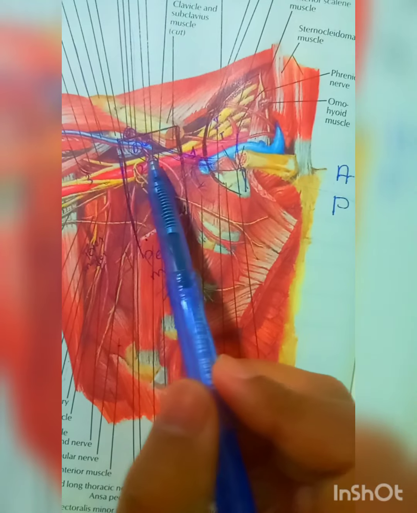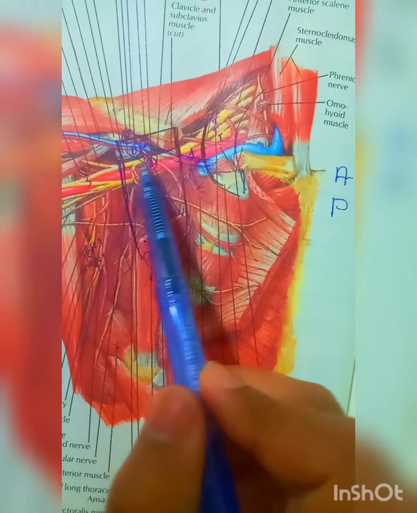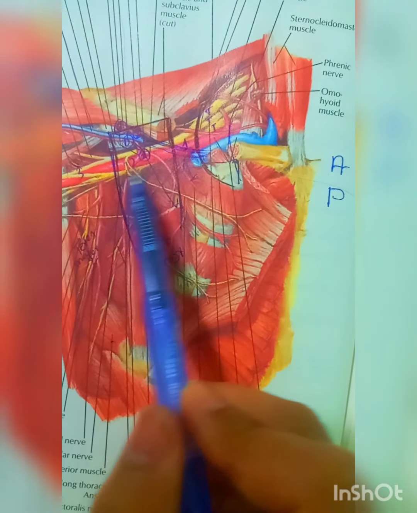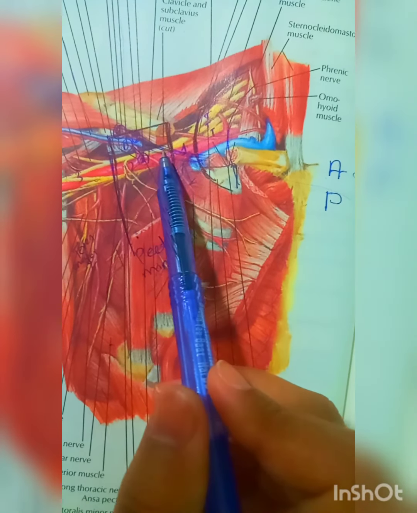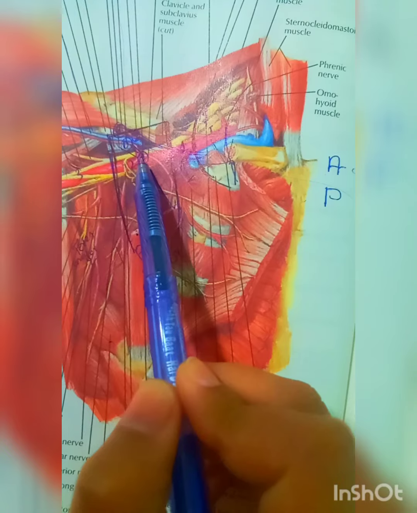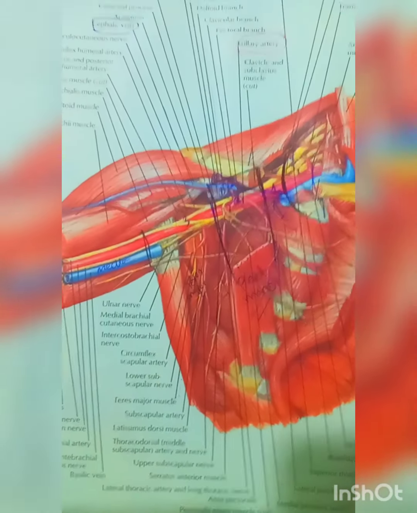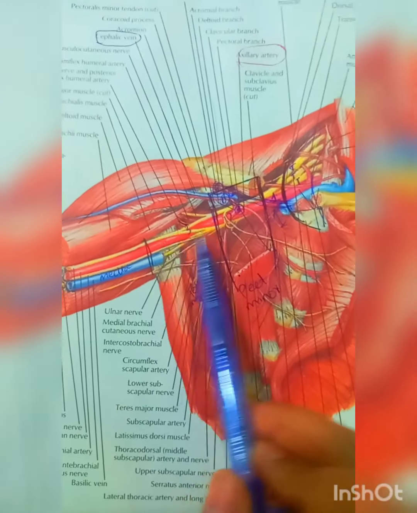This was the lateral side, laterally the lateral cord of the brachial plexus. This is the lateral cord of the brachial plexus. This is the medial cord of the brachial plexus, and the posterior cord of the brachial plexus is present behind this axillary artery, which is visible here. This is the posterior cord of the brachial plexus. This is a lateral cord, and this is a medial cord, and here I draw the axillary artery. So now we are talking about the relation of the third part of the axillary artery.